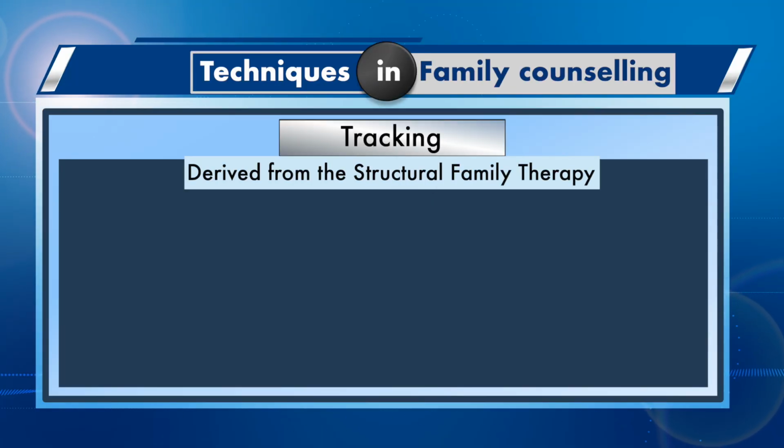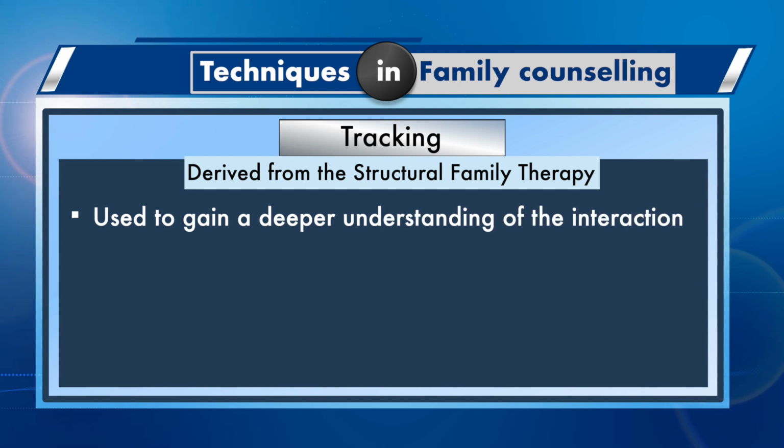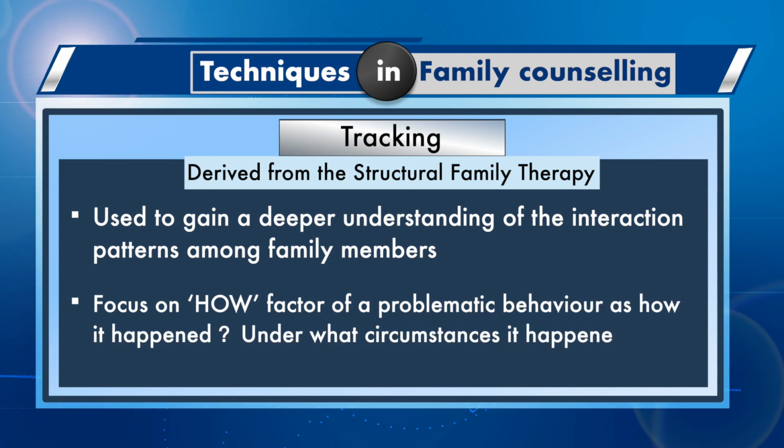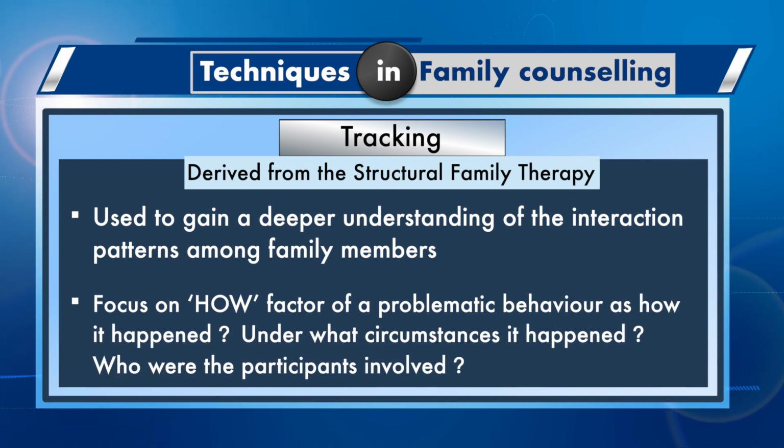Another technique which we will cover is tracking. Tracking, as the word suggests, is a technique that is used to gain a deeper understanding of the interaction patterns among family members in the context of a problem. It is derived from structural family therapy. It does not focus on the why of a problematic behavior. Instead, how it happened, under what circumstances it happened, who were the participants involved, what were their actions before, during or after the event occurred.